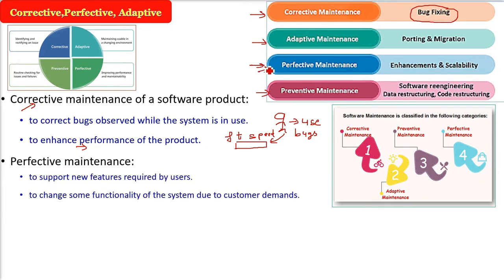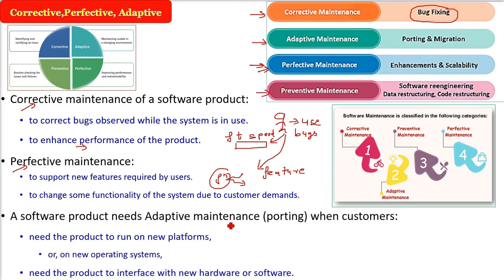What is perfective maintenance? Perfective maintenance is all about enhancements and scalability. That is, the user is using the software. Now he says, these features are missing. I need these features. Without this, I will not be able to work. So perfective is the new features addition required by the user. Or certain functionality he's using, he's saying, no, it should be on the left, not the right. Or I need to change this functionality. So the customer demands the change in the functionality, and when you do that, that is called perfective maintenance. So it's all about enhancement and scalability in perfective maintenance.